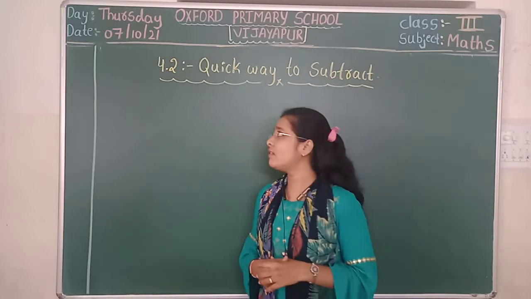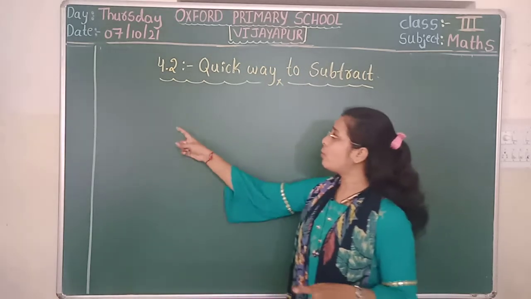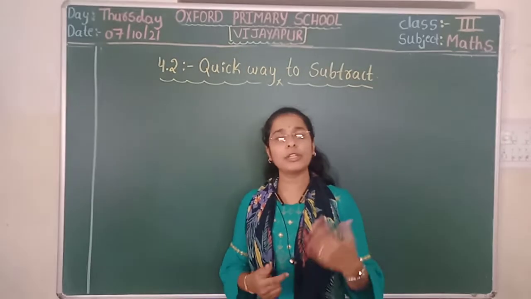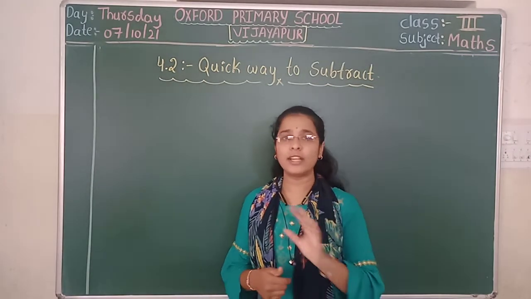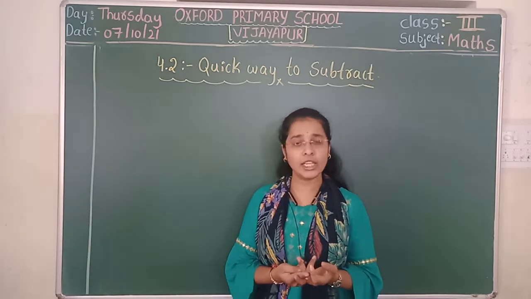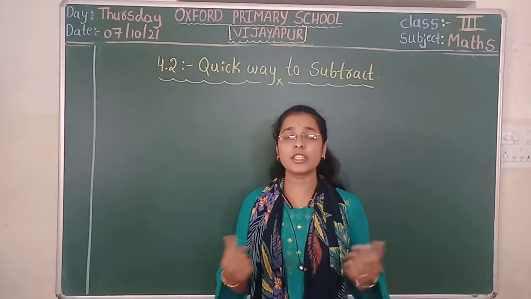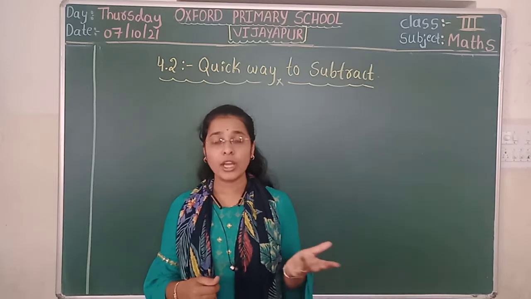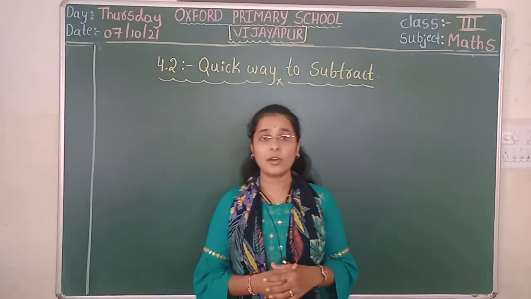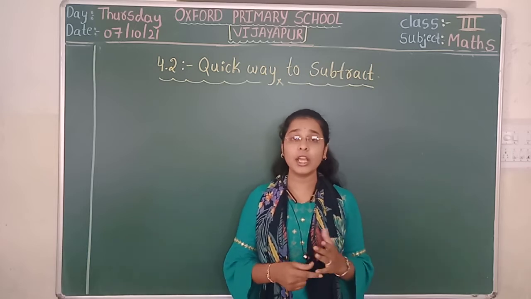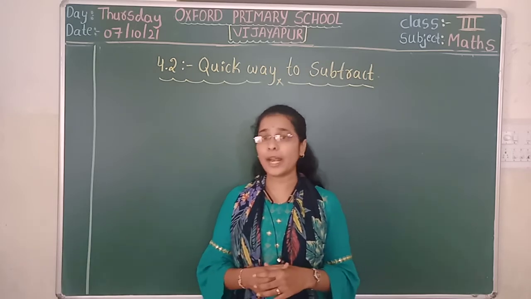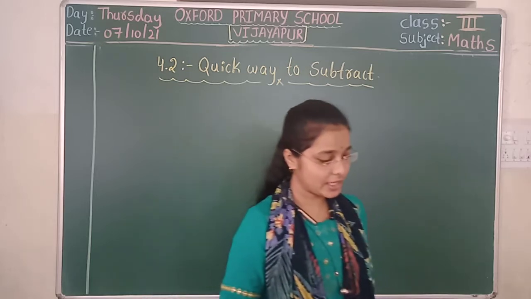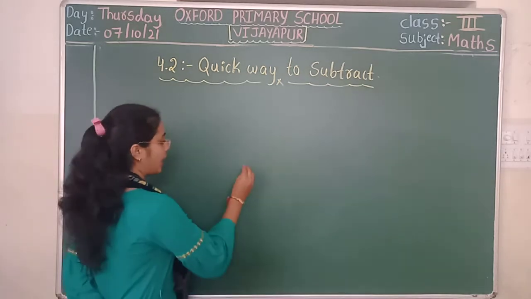In today's class, we will see exercise 4.2, quick way to subtract. We already learned about addition: 3, 4, 5 digit numbers with carry, without carry, quick way to add. All these concepts we already learned. Now we will learn how to subtract quickly, without arranging the numbers in a column, just by seeing the numbers, which is in the textbook, page number 109.